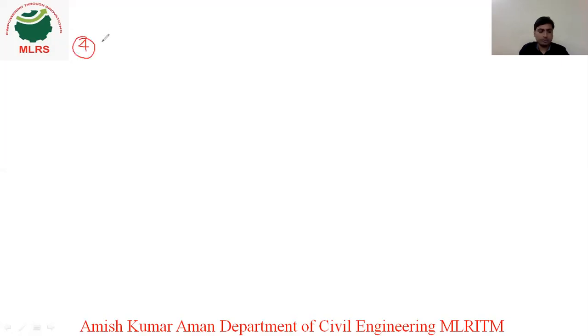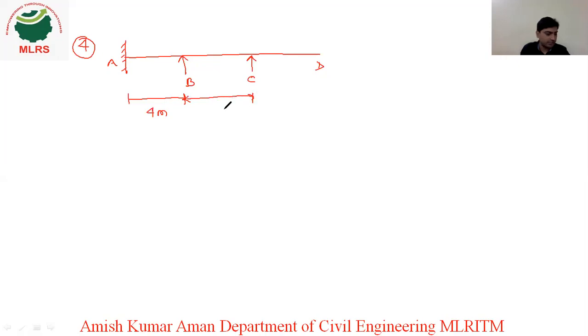So coming to this problem number 4, we have a beam fixed here at A. This is your B, C, and here it is D. Here the AB span is given as 4 meter, the BC span is 6 meter, and this CD span is given as 2 meter. Now see the loading condition.